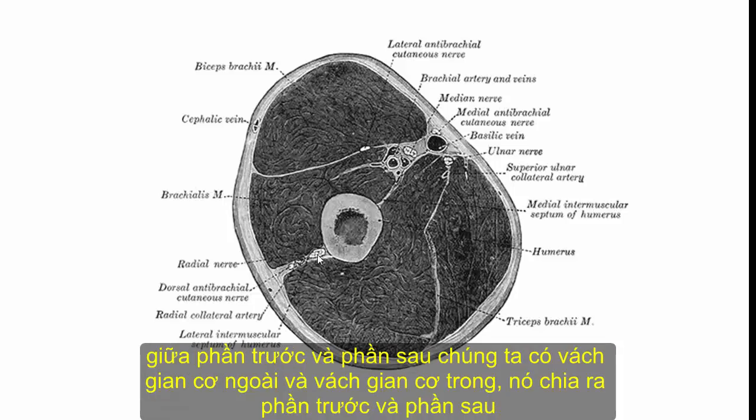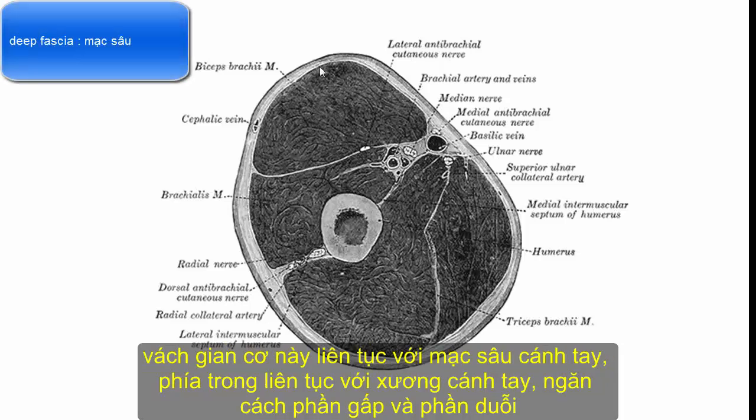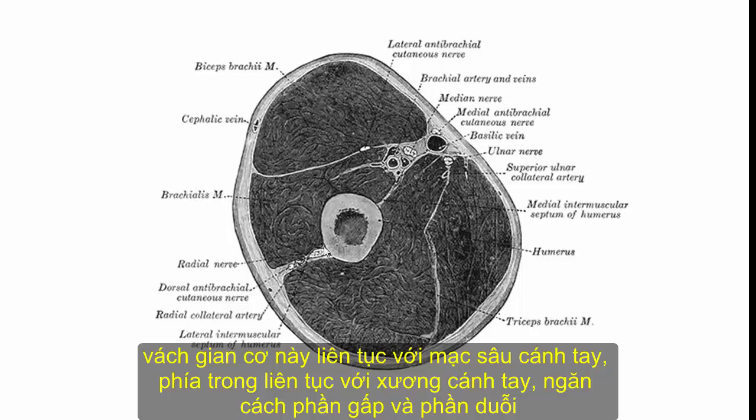In between the anterior and posterior compartments, you've got this septum. You've got a lateral septum and a medial intermuscular septum, and this separates the anterior and posterior compartments. This intermuscular septum is actually continuous with the deep fascia of the arm. The deep fascia surrounds all the muscles of the arm and is continuous with this intermuscular septum, where it attaches to the humerus, which also separates the flexor and extensor compartments.